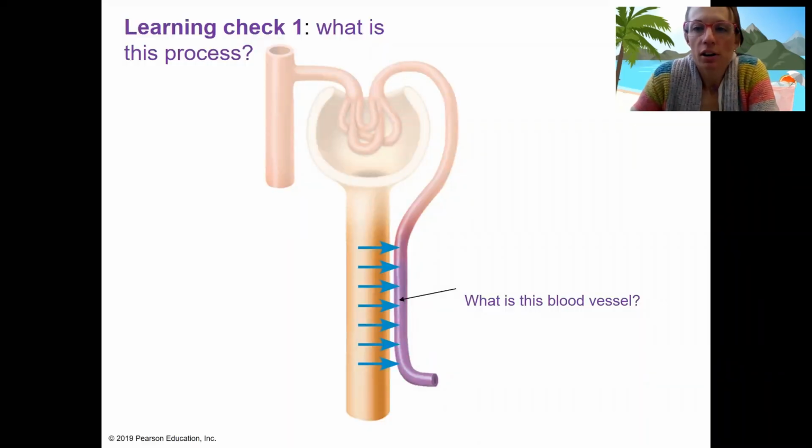I'm going to start here with a learning check. So what is the process shown by these blue lines here? And then number two, what is the blood vessel depicted here? For this second one, I'm going to show another image of it.